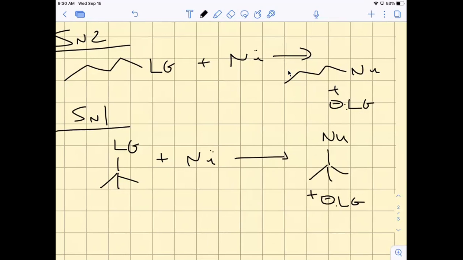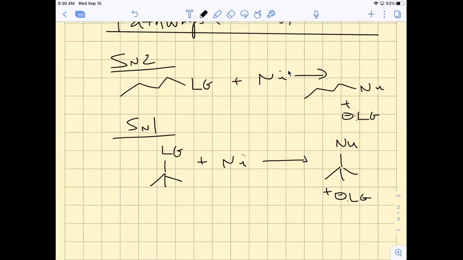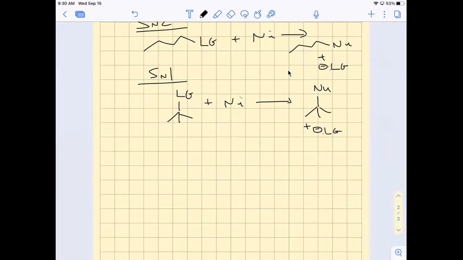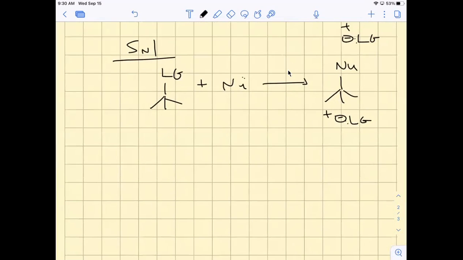Right? And the leaving group normally leaves with a pair of electrons. So it's homolytic or heterolytic bond cleavage for that leaving group, right? So E1 and E2, those are elimination pathways. Again, the E2 can happen on a secondary or tertiary substrate or primary, but it prefers tertiary.